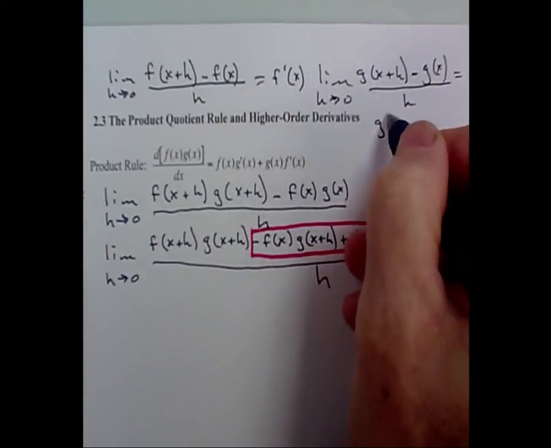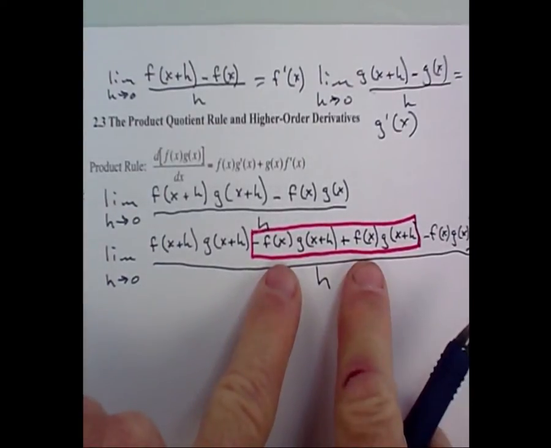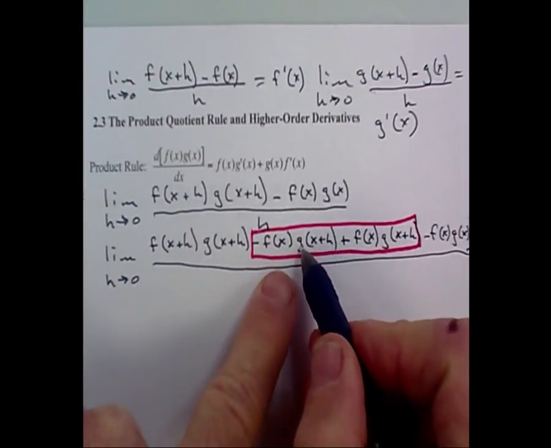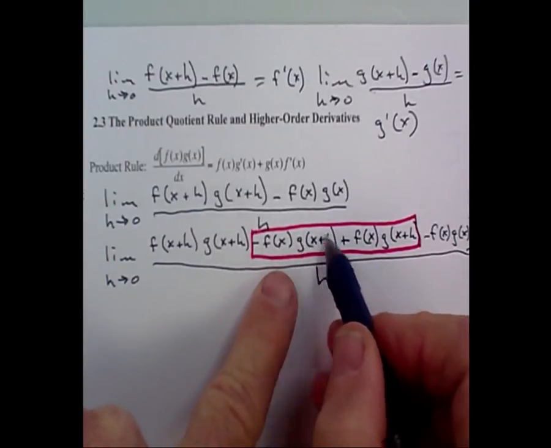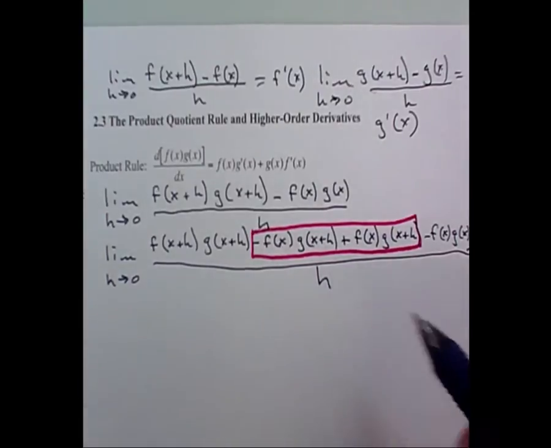That's the definition of the derivative of g. I need to somehow get those in there, and I don't have them in there. So what I do is I put something in there, and if you take a look at this, this might give me the derivative of g. Is that a good explanation? Okay. Yeah, it'll make more sense when we go on.